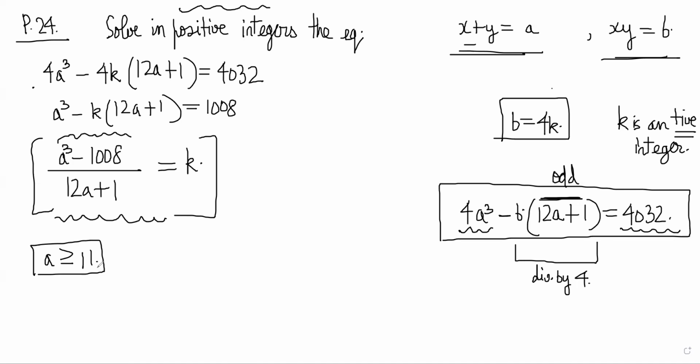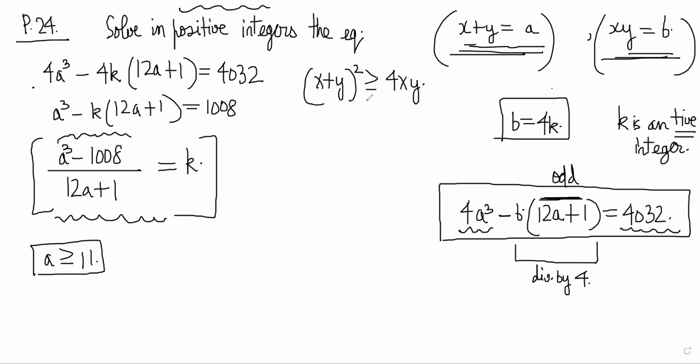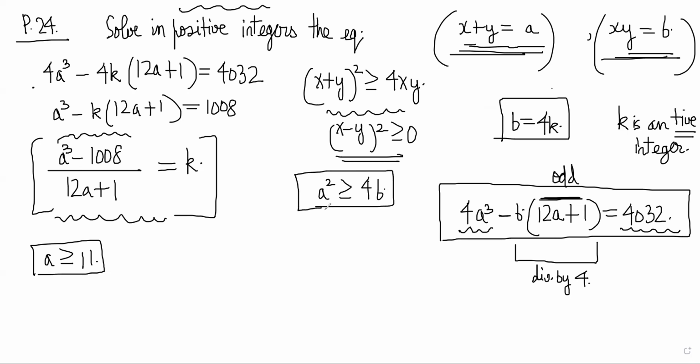And we also know one nice thing about a and b. One good thing is there is a connection between them, because you always know (x plus y) whole square is greater than or equal to 4xy, right? Because when you take it to the other side, it becomes (x minus y) whole square is greater than or equal to 0, which is always true, right? So we know that a square is always greater than or equal to 4b, by the way.